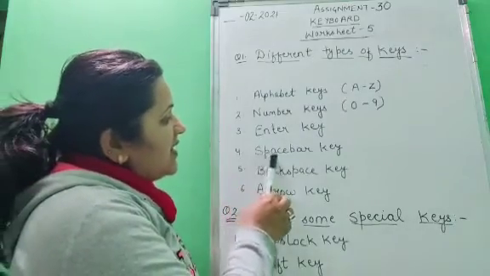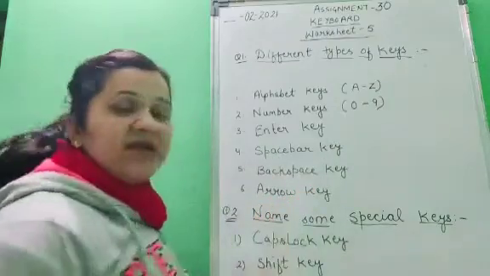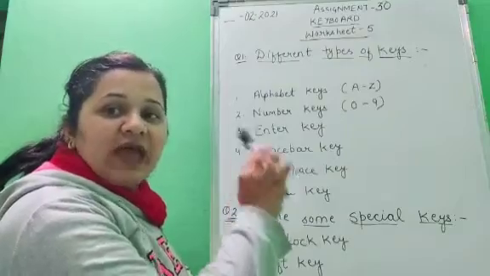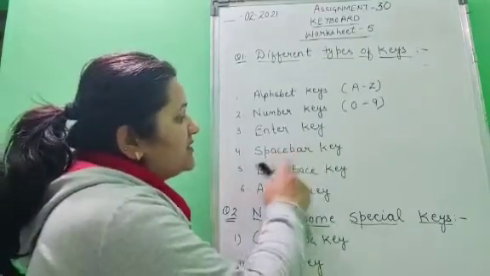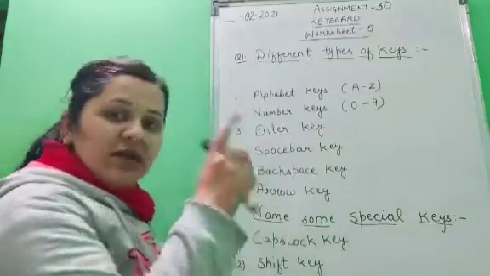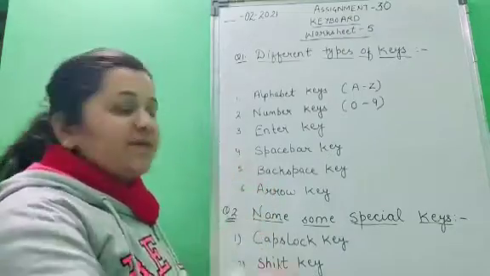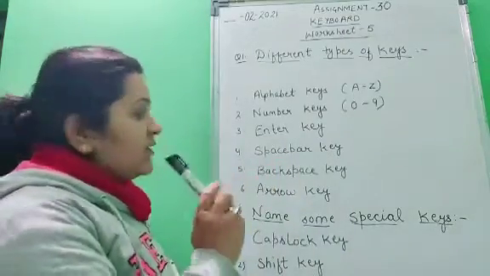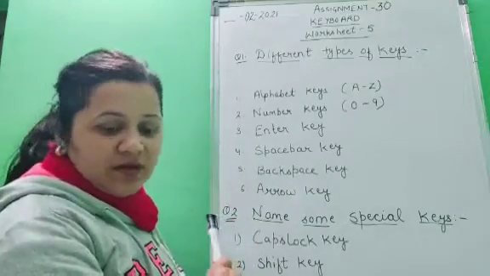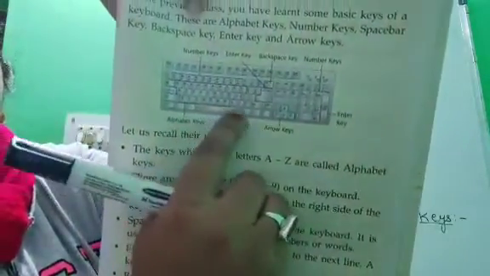Next is S-P-A-C-E, space, B-A-R, bar, space bar key. Space bar key is used to give a gap or space between 2 words. See children, this word I have written, then I have written this word, but in between I have given some gap over here. So on the computer screen, if you want to give some gap or space between the words or the letters, then we have to press the space bar key. Also, the space bar key is the longest key present on the keyboard. See children, this is the space bar key. This is the longest key.